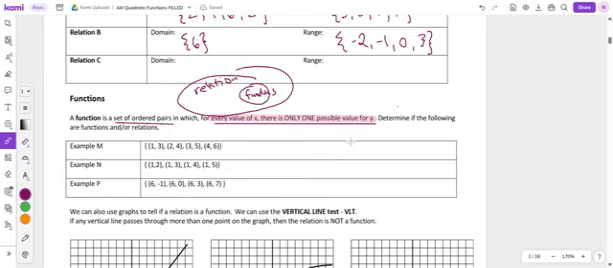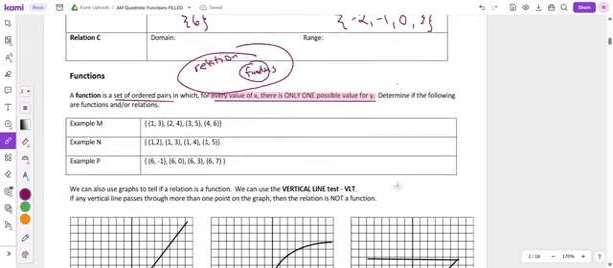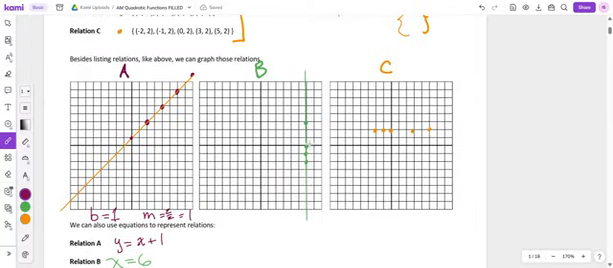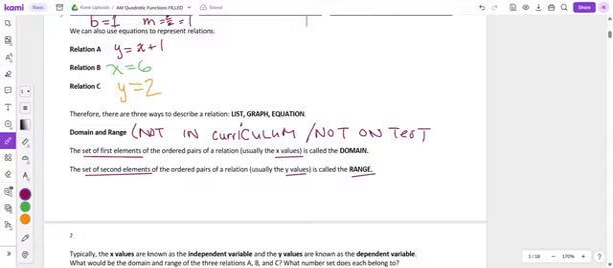Yes? Does that mean a vertical line then wouldn't be a function? That's it. Right? This vertical line, how many values of y does the x have? 1, 2, 3, 4. Not a function.